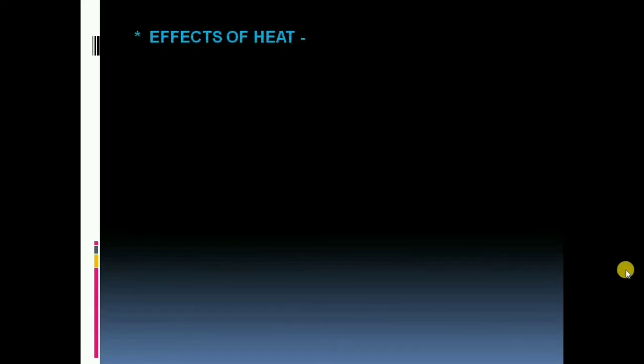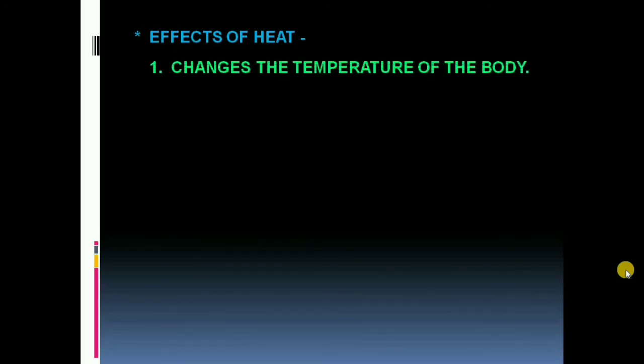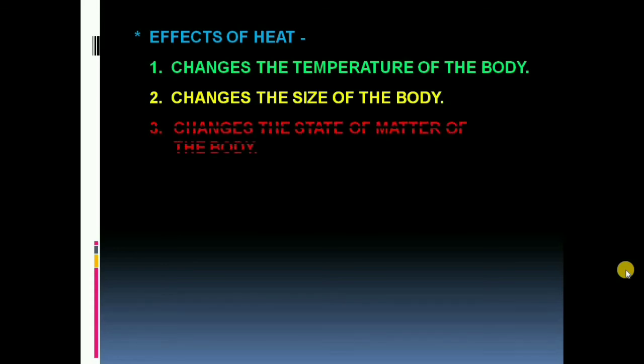Okay, so we have already learned about effects of heat in our previous classes. So let's revise them once again. So there are three effects of heat. Number one, changes the temperature of the body. Number two, changes the size of the body. And number three, changes the state of matter of the body.